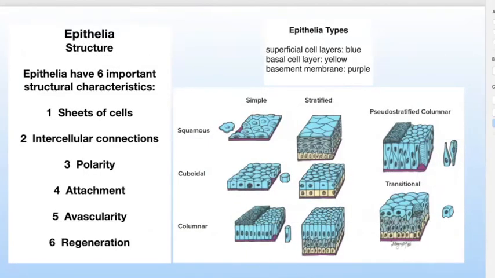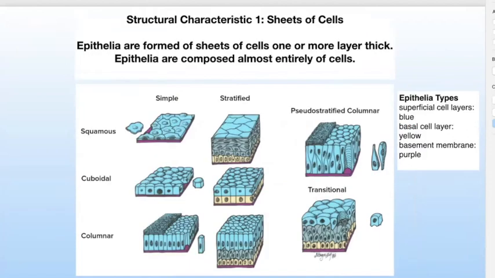Epithelia have 6 important structural characteristics. They are formed of sheets of cells. They have strong intercellular connections. They exhibit polarity. They have attachment to a basement membrane. They are avascular, and they are capable of regeneration. So first of all, epithelia are basically sheets of cells. They can be one or more layers of cells thick, and epithelia are composed almost entirely of cells.